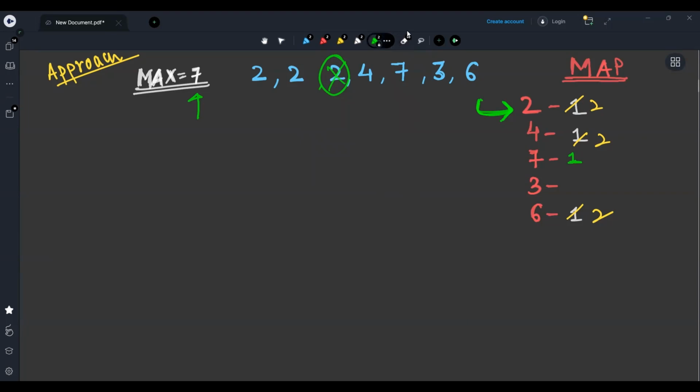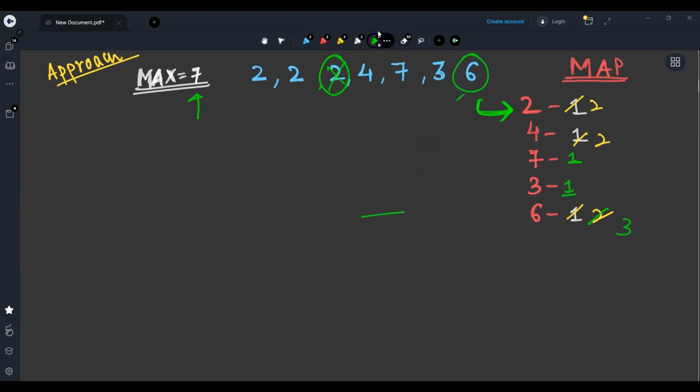Let's go to the next element, 3. Now, 3's count is 0, so we will mark it as 1. And 3's multiples are 3 into 1, 3 into 2, which are 3 and 6. 3 into 3 will exceed, so let's skip. So 3 will be 1, 6 will be 3. Okay. Now, let's go to 6.